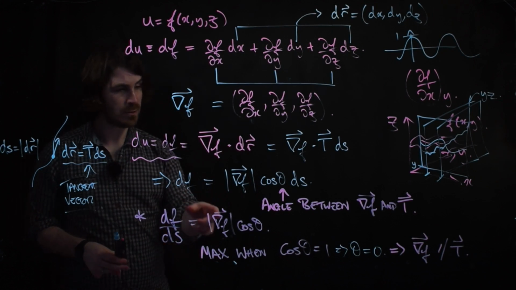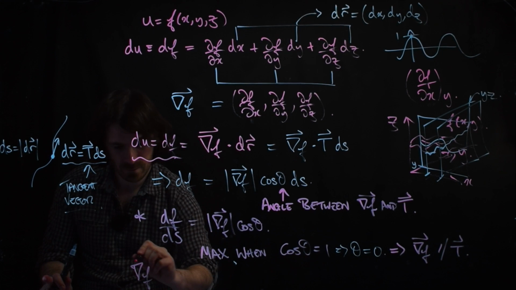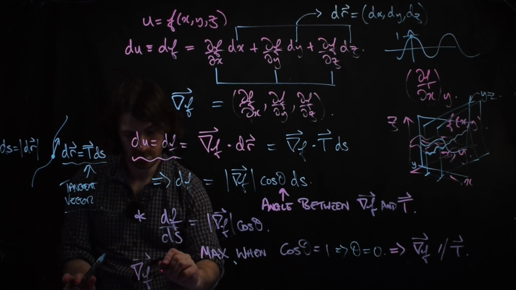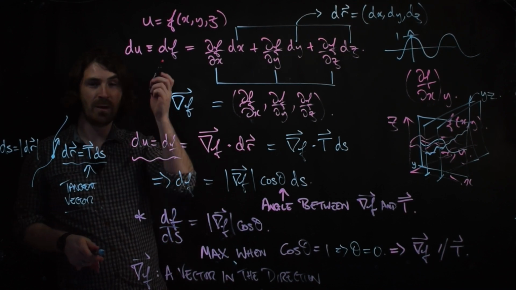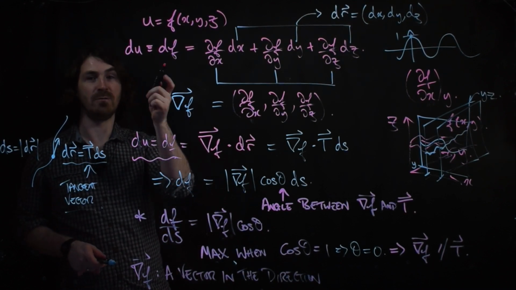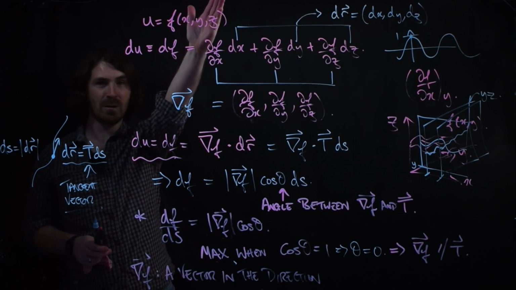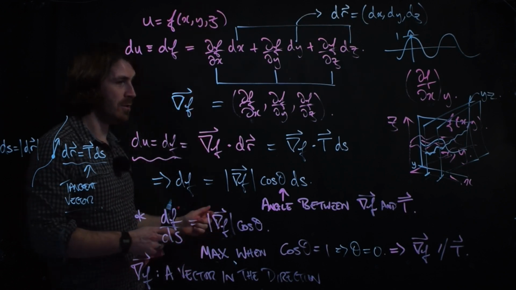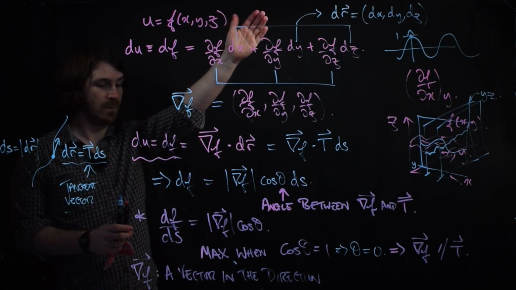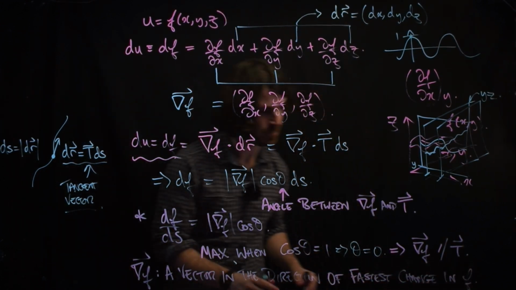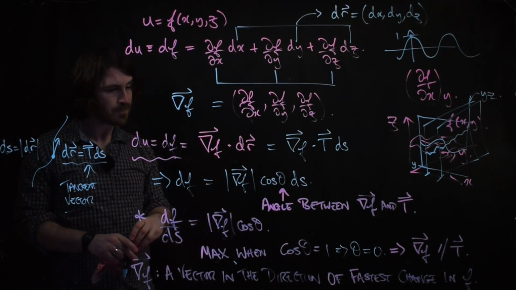Okay, so the gradient of f is a vector. It's a vector in the direction of the maximum increase of your function. It's the steepest way up your mountain. So you look around on the mountain and you look at the steepest way up. So it's the direction of the fastest change in f.